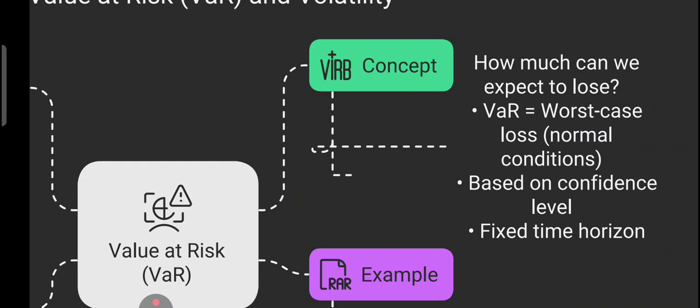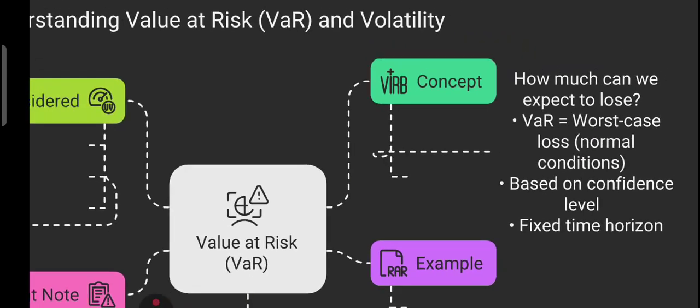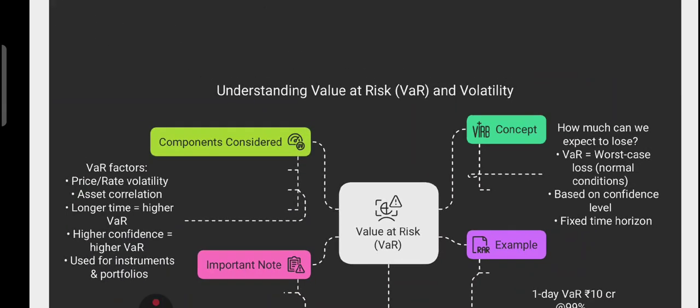Four things are there. First thing, the worst case, maximum expected loss. Second thing, normal market conditions. Third thing, a fixed time frame. Fourth thing, a certain confidence level, right? Now the key point is that if you are holding over a long time, right?